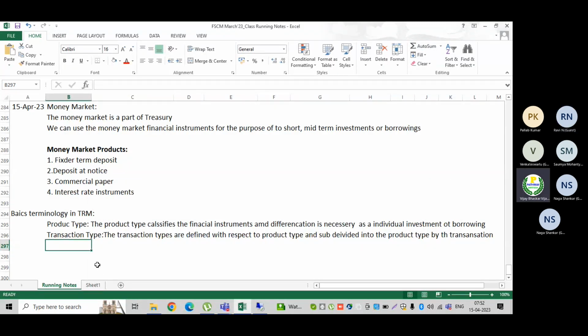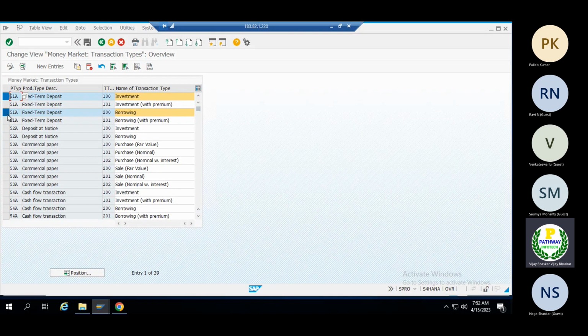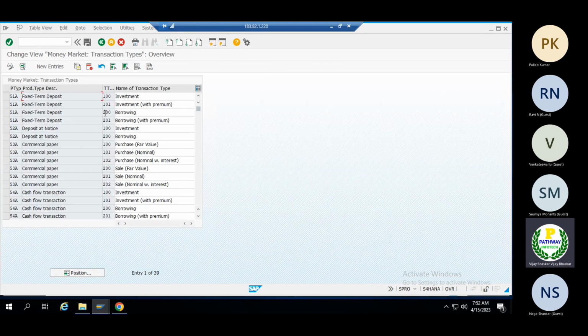Yeah, so the transaction types are defined with respect to the product type. Whenever we are creating any product type, initially we must create the product type. Then when we are making the relationship, when we are defining the transaction type, we must define these transaction types along with the product type. This is what I have explained.